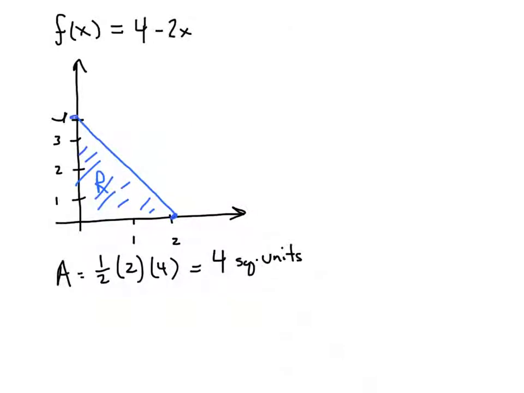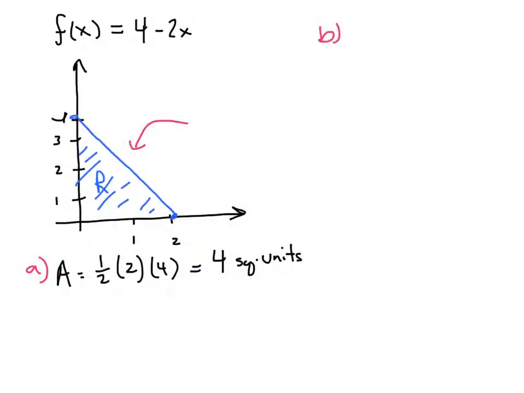The reason we're able to do that is this thing does not have a curvy boundary. It's straight, so it makes a geometric shape. We're still going to practice our approximations on this thing though. So the answer to letter A anyway is 4 square units.